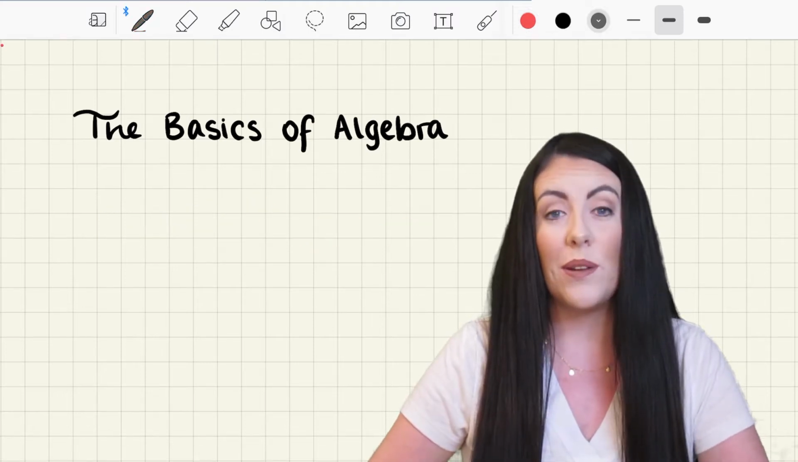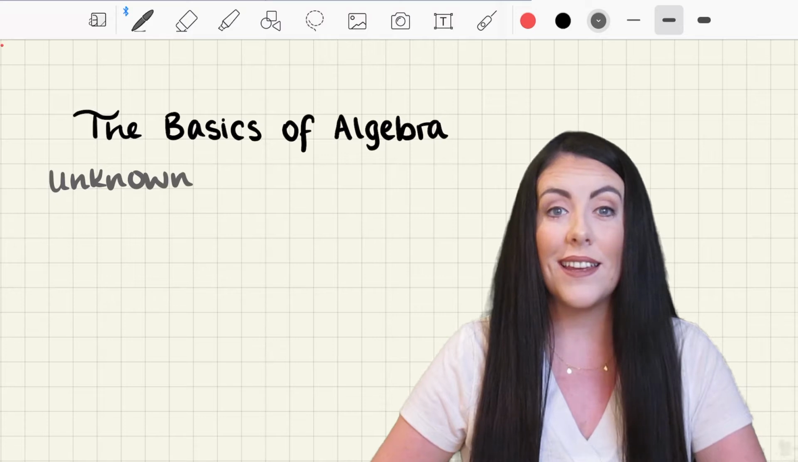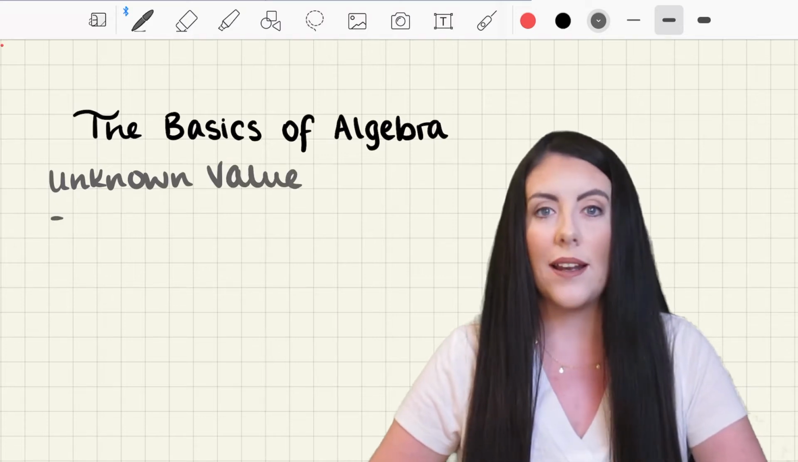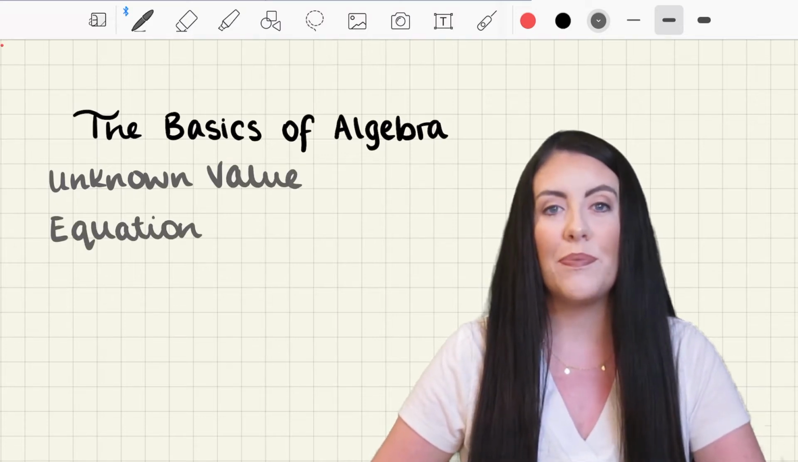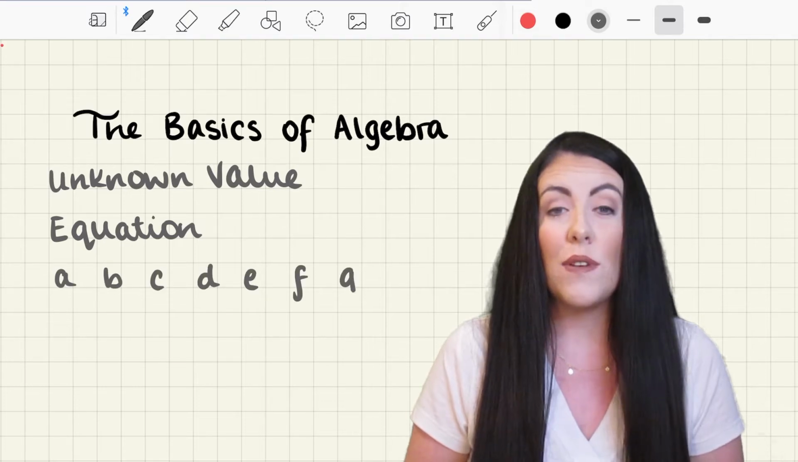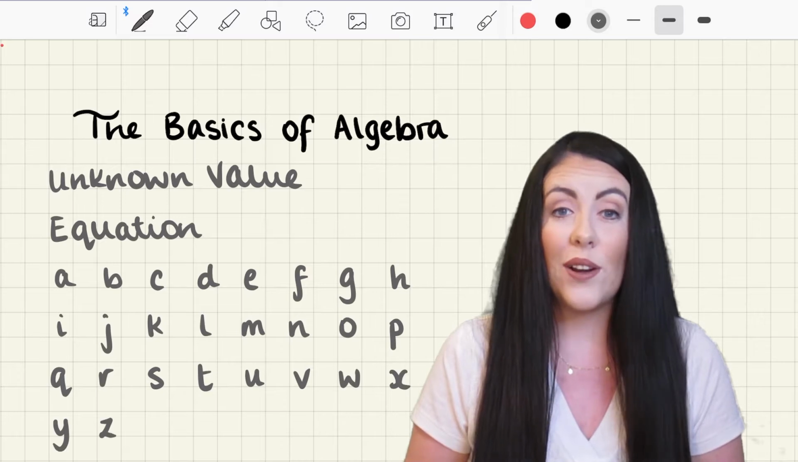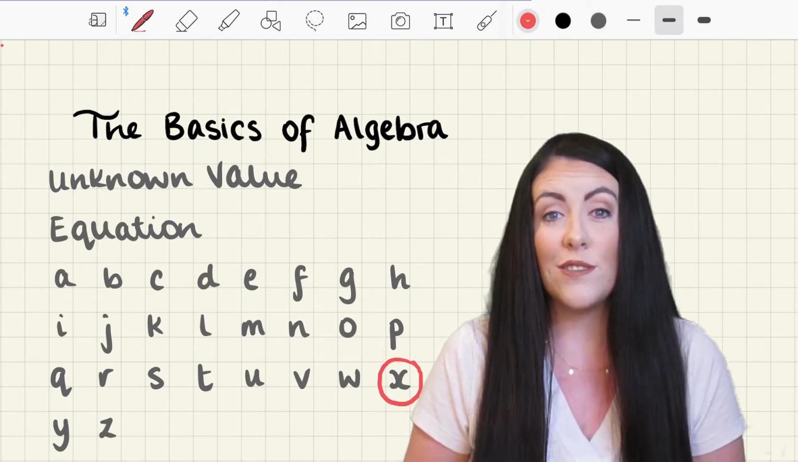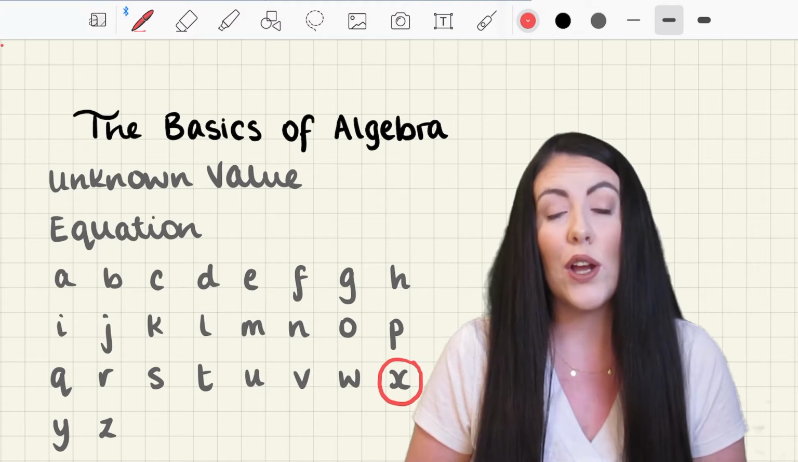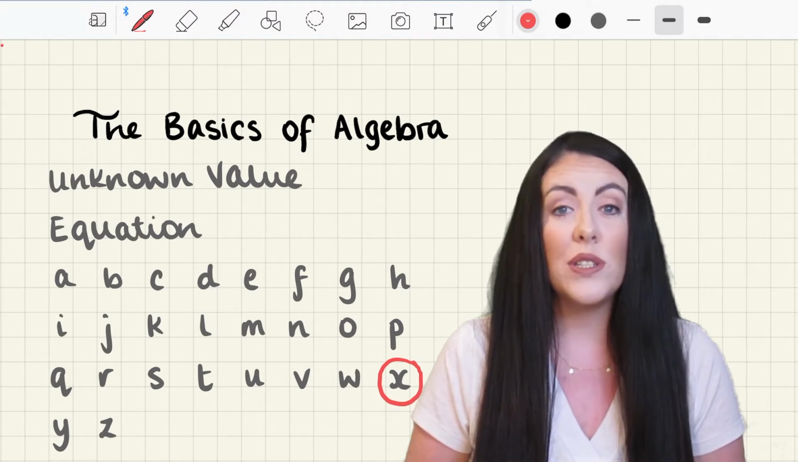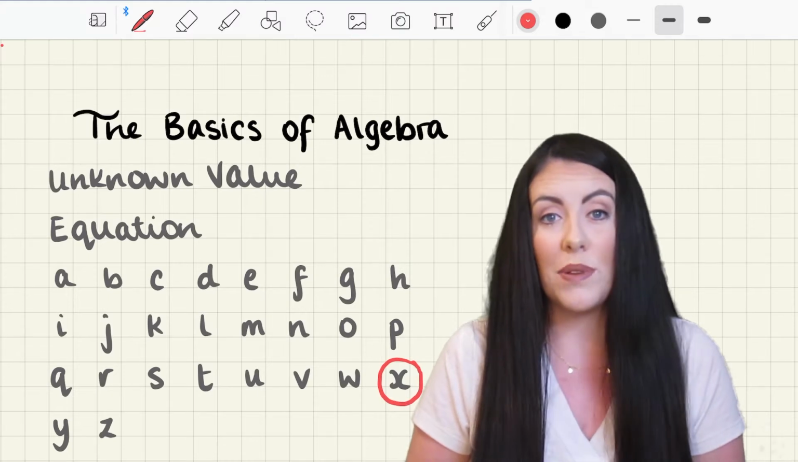Algebra is used when we've got an unknown variable in the calculation, or equation as it's called when we're doing algebra. Unknown variables and equations are represented by letters of the alphabet. The most popular one that is used is the letter x. Notice that the x is written slightly different. It's written like a cursive x. The reason that we do this and we don't just do an x with straight lines is so that we don't confuse it with the multiplication symbol.